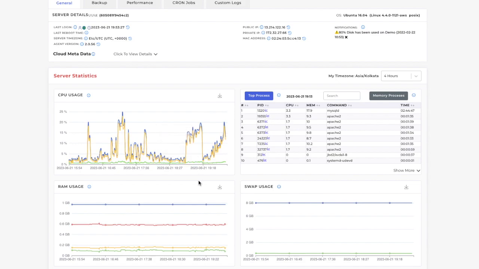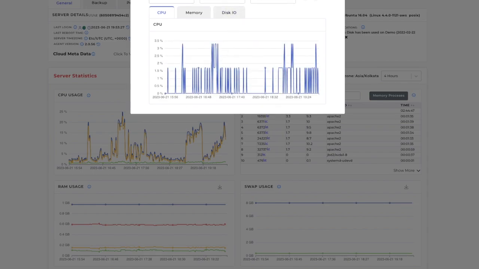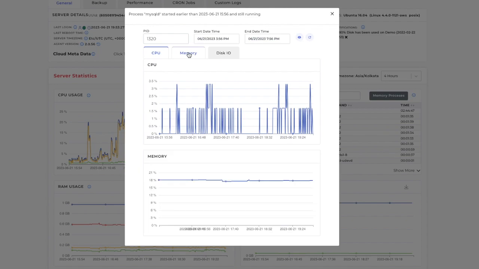Now, if we want to look at the process level details for MySQL, then we can click on the process ID. It opens the chart for MySQL that shows its CPU and memory usage.